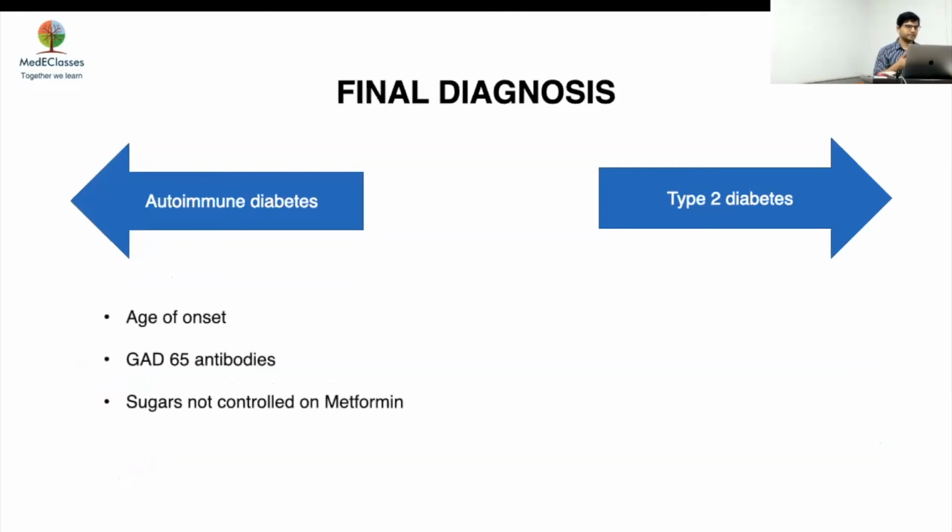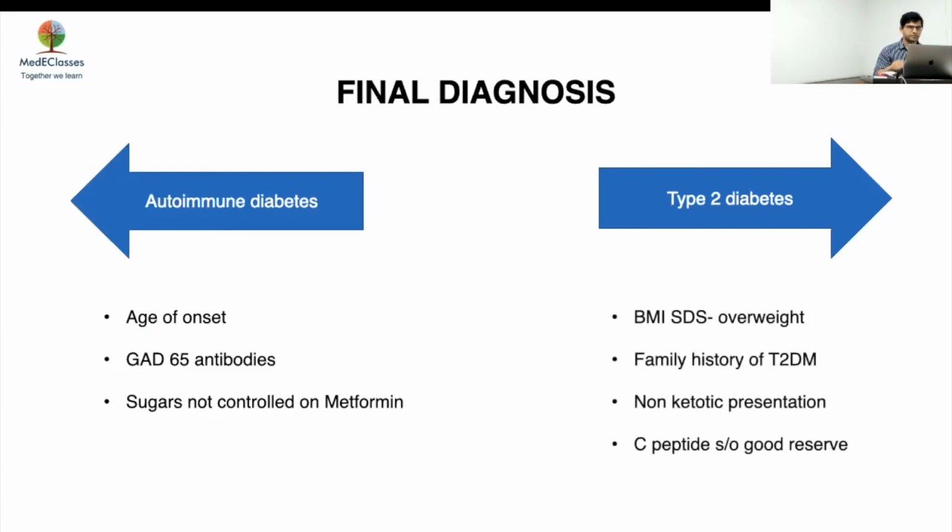Now the points in favor of autoimmune are the age of onset, GAD65 antibodies actually rising, and sugars not being controlled on metformin. And points in favor of type 2 are the BMI SDS being overweight, family history of type 2, a non-ketotic presentation, and C-peptide suggestive of good reserve.